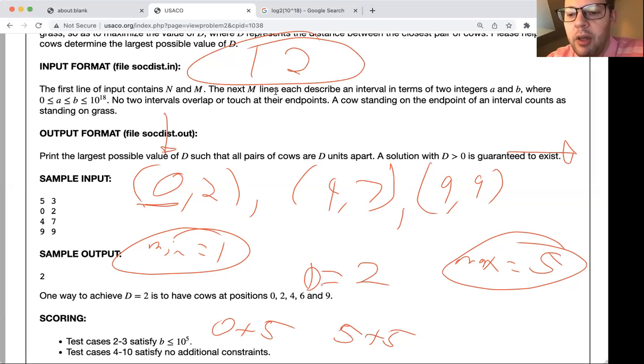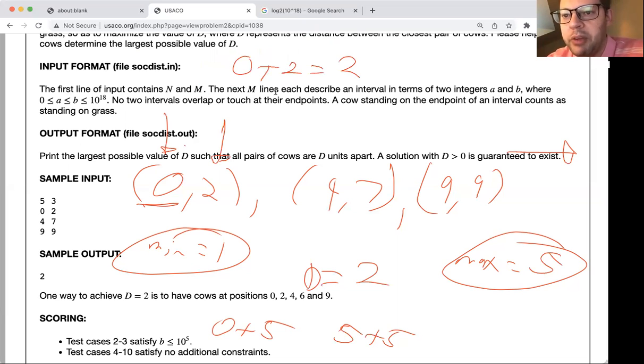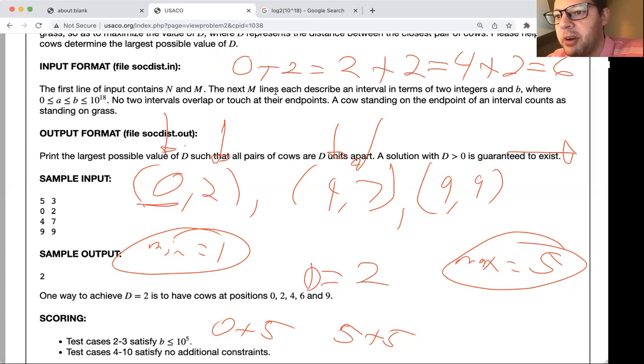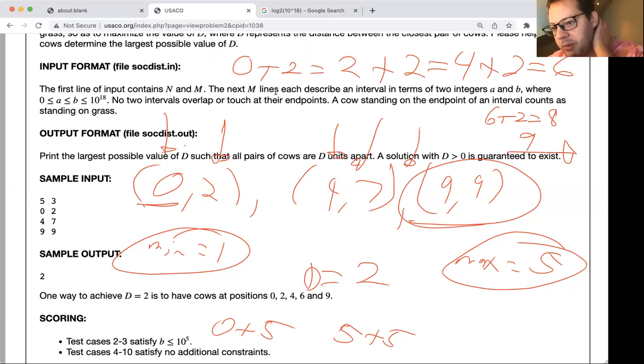So 0, that would be my first cow. That would mean my next position would have to be 0 plus 2, which is equal to 2. I would be able to place a cow here, which means that my next position would have to be 2 plus 2, which is equal to 4. I'd have to go to the next interval. I can see that there's a 4 here. So next one's going to have to be 4 plus 2, which is equal to 6. I can place that on the same interval here, which means next one's going to have to be 6 plus 2, which is equal to 8. I don't have anything in interval 8, so my next interval's at 9. I would have 9 there, and that would have been my 5 cows.